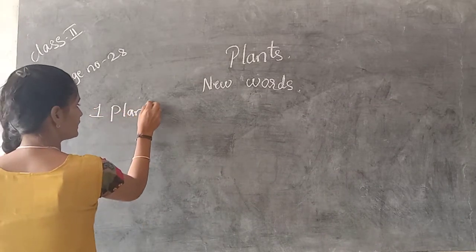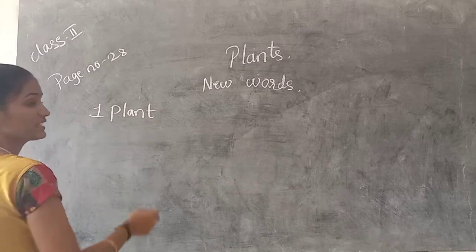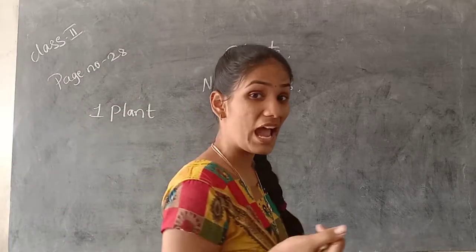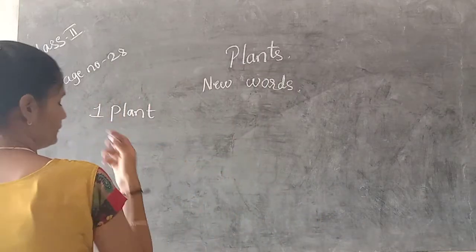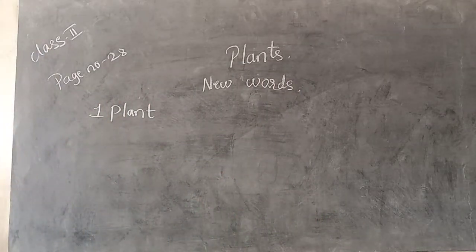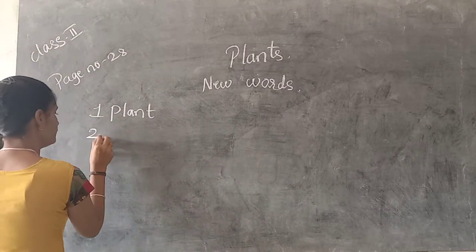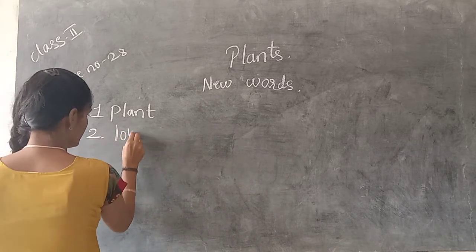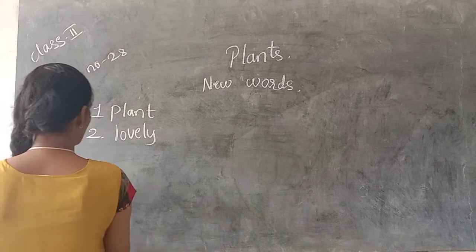So do you know what is plant? Yes, plant, something we need to do. Plant means plants. So second word is lovely, which is beautiful, that is known as lovely.